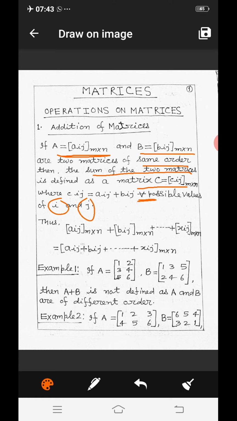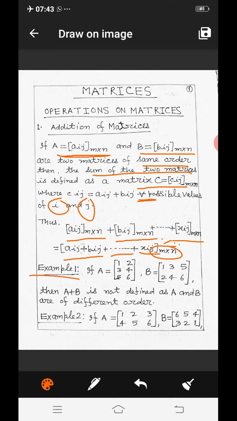Thus, matrix Aij of order M by N plus matrix Bij of order M by N plus and so on plus Xij of order M by N is equal to a matrix Aij plus Bij plus and so on plus Xij of order M by N.